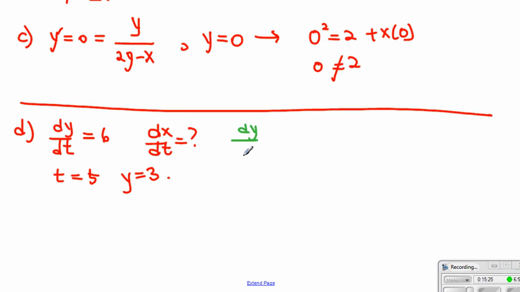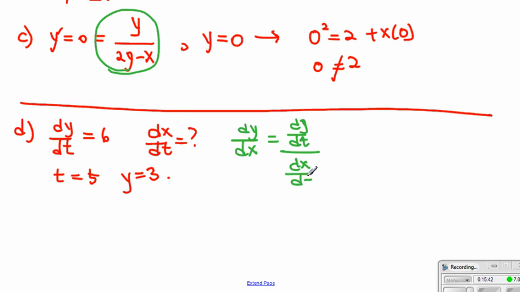dy over dx is what we know from this expression earlier. Now, if you multiply top and bottom by 1 over dt, then we get dy over dt over dx over dt, which would also be equal to this one. So now, one thing we get to realize is this: dy/dt is equal to 6, and dx/dt we have no idea.